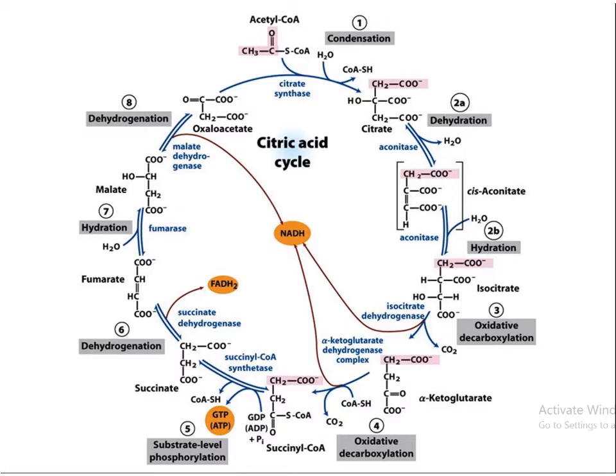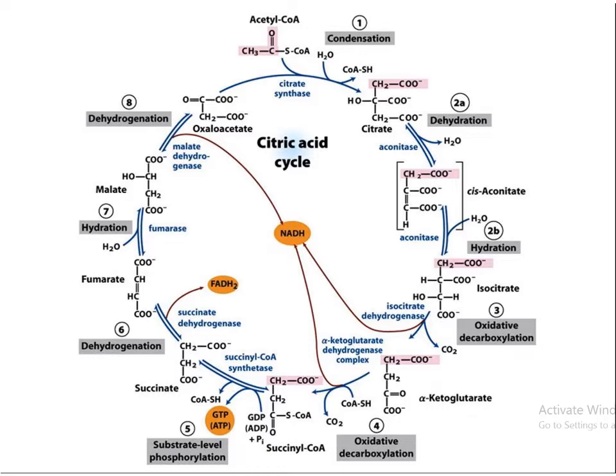Though it looks so complex, don't worry, I will describe it step by step. And the goal of this TCA cycle is to generate NADH. See here, this NADH and FADH2, and also this ATP or GTP. Okay, and this NADH and FADH2 will generate ATP in the electron transport system. I will describe the process of the electron transport system in the later stage of this lecture.